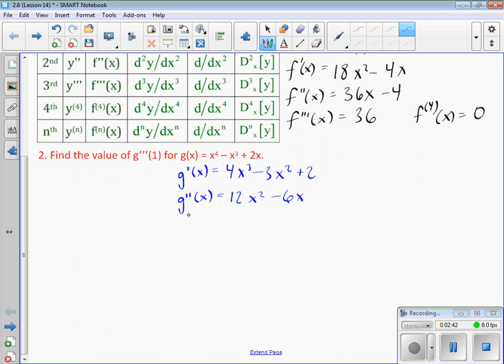This is the fast way. And then the third derivative, pull the 2 down, and we get 24x minus 6. And then I want the third derivative at 1. So I just plug 1 into that last one. I get 24 minus 6, which is 18. So that would be my answer there.